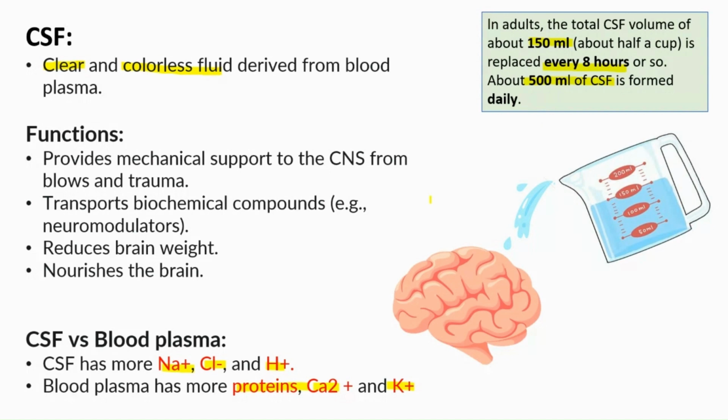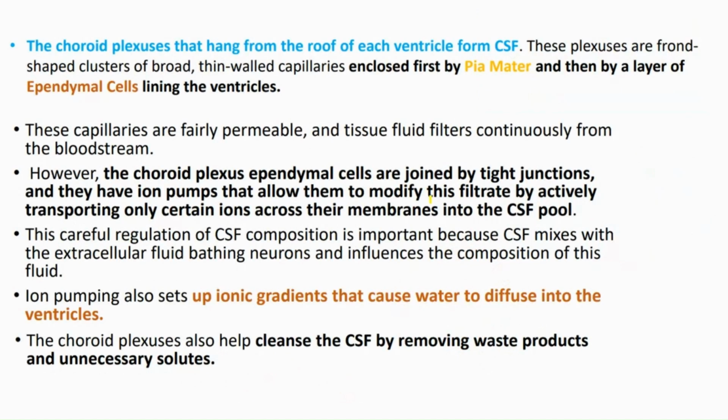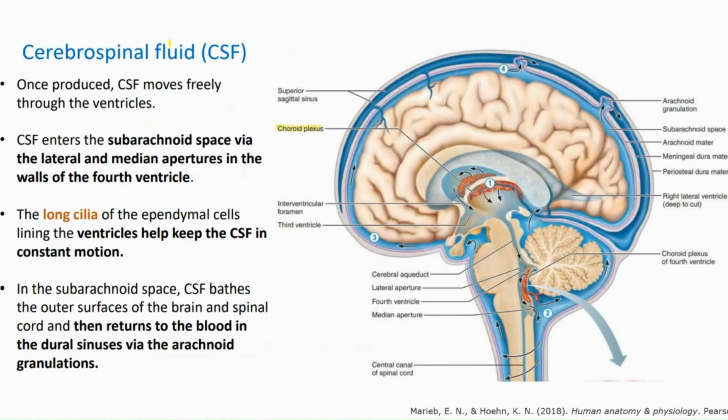So how is CSF formed? The CSF is formed by a structure called the choroid plexus. I will show you the choroid plexus first, just to imagine. Here's the choroid plexus. Now, you have to know that the brain, yes, it is a solid organ, but it also has some spaces within it. These spaces are called ventricles, okay? So within these ventricles, we have these choroid plexuses.